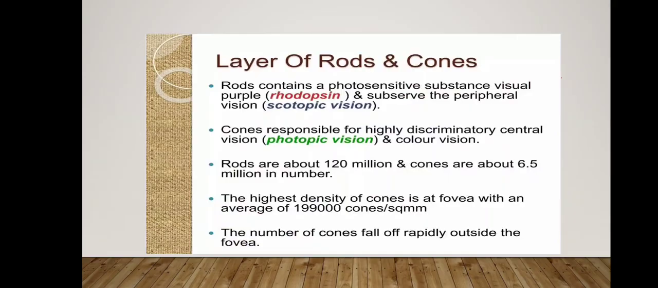Rods are about 120 million and cones are about 6.5 million in number. The highest density of the cones is at the fovea with an average of 1,99,000 cones per square millimeter. The number of cones falls off rapidly outside the fovea.